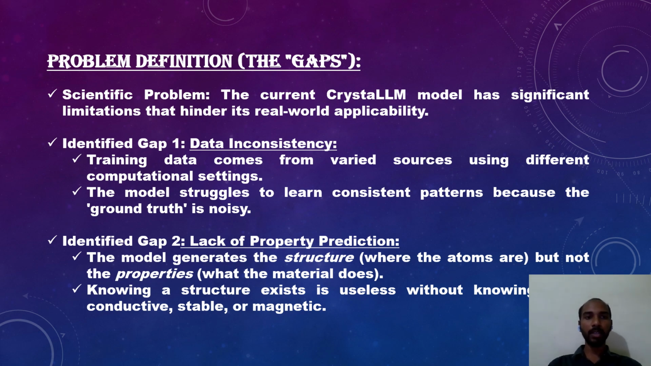And the second major limitation is a lack of property prediction. The model can generate the structure of a material, meaning how the atoms are arranged, but it does not predict the physical properties. It can just generate how the atoms are arranged, but it can't predict the physical properties, and this is another problem.